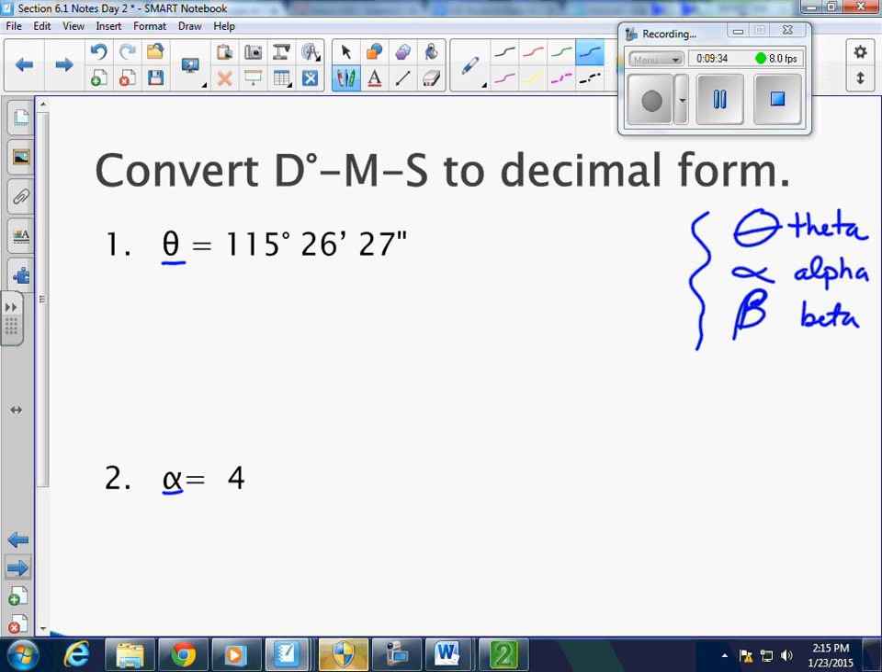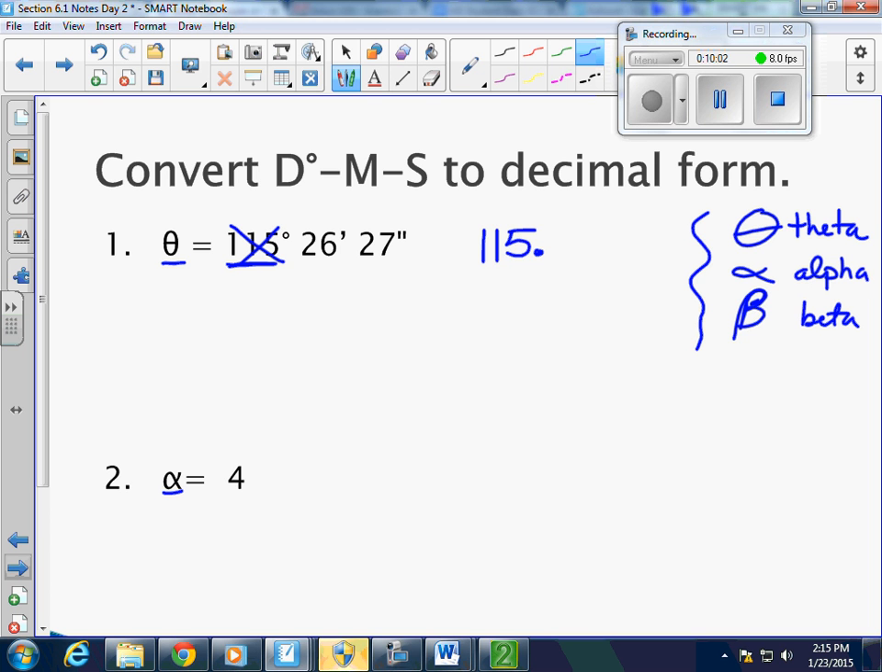Okay. So I'm looking at my 115 degrees, 26 minutes, and 27 seconds, and it wants me to convert it to decimal form. It just wants the decimal answer. So your degree is going to stay the same. This is what's out front of your decimal place. That degree is still going to be there. Our job now is to convert the minutes to degrees and to convert the seconds to degrees.